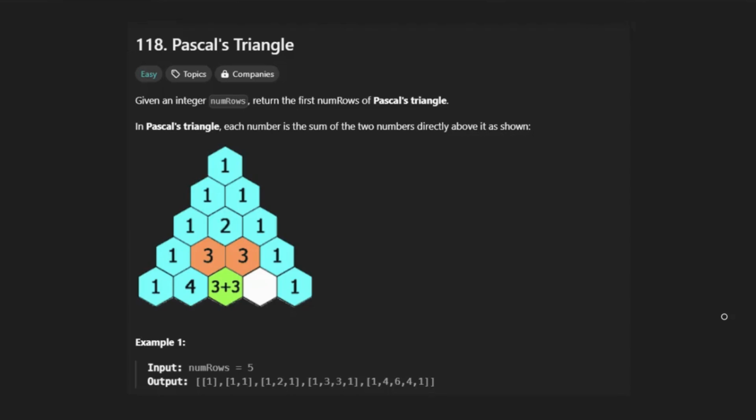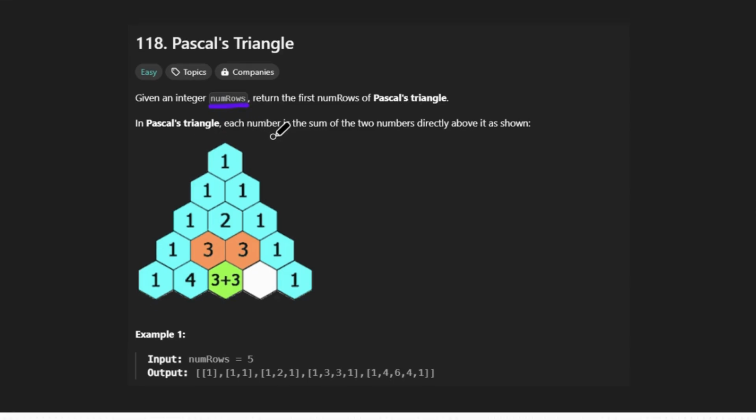Today we're going to be solving Leetcode 118. That's Pascal's triangle. We're told that we're given an integer numRows and we need to return the first numRows rows of Pascal's triangle. So in Pascal's triangle, each number is the sum of the two numbers directly above it, as shown in this little diagram over here.